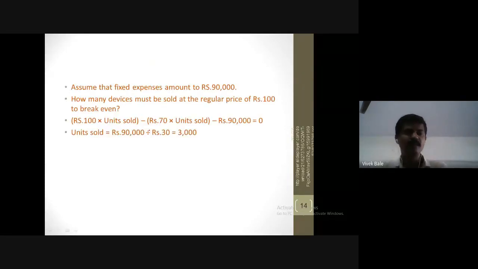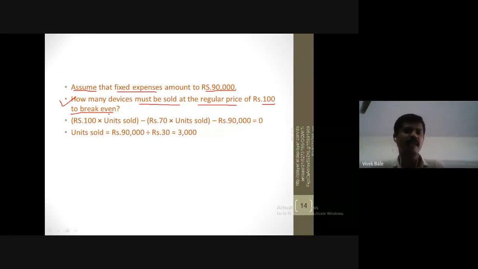The same example we are continuing, the Tom and Jerry example. Now, till now we have seen sales and variable cost. Now here they have told us to assume fixed expenses of rupees 90,000. In the previous example, they mentioned sales, then variable cost, and now they are saying the fixed cost is rupees 90,000. Now the question they have asked is how many devices must be sold at a regular price of rupees 100 to get the break-even point?